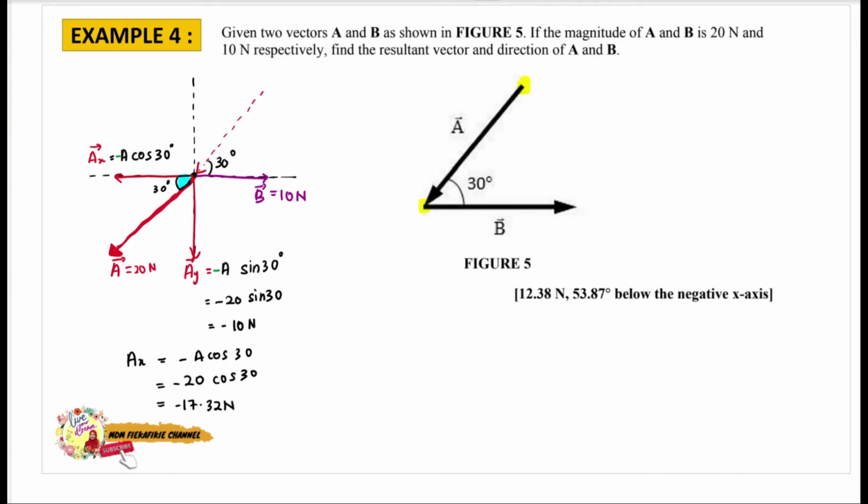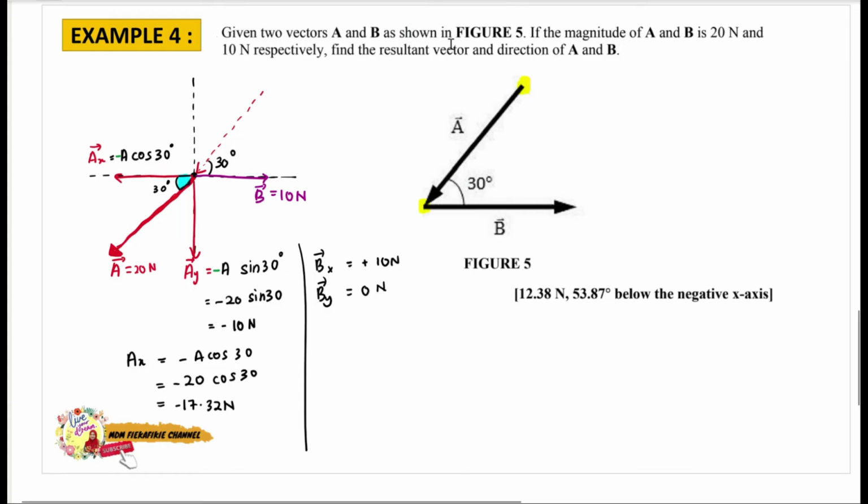Okay, that's settled. And how about B? Now look at the arrow of B. Ada angle ke? Perlu resolve ke? Tidak perlu. B tu direction dia memang dah dekat X component horizontally. So, direction of B to the right means that the value of BX must be positive. So, saya akan terus saja tulis BX ada nilai positif 10 Newton but BY is equal to 0 Newton.